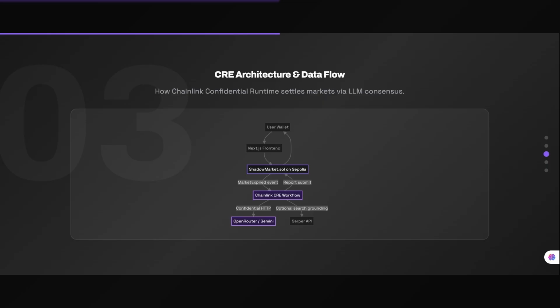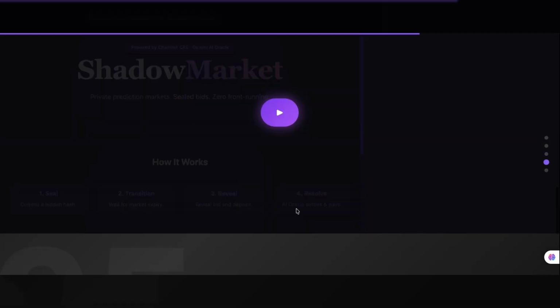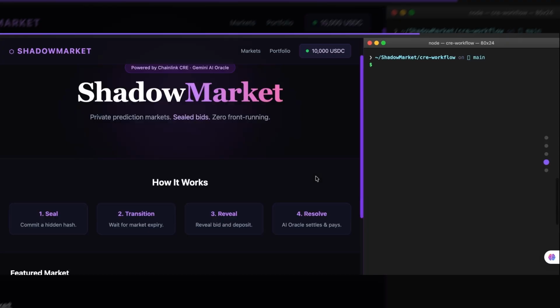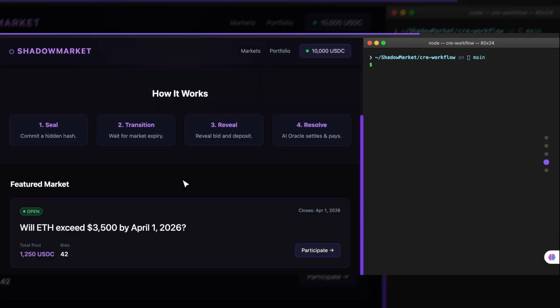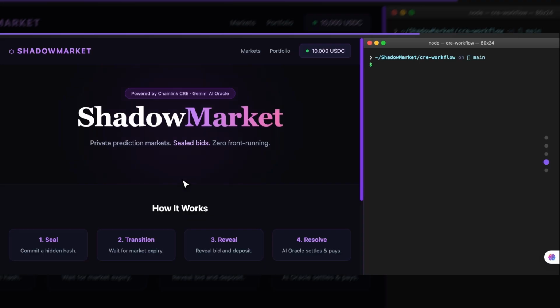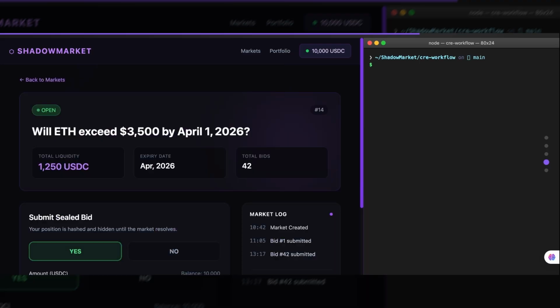Let's see it in action. In this interface, we're browsing the active markets. We'll look at a featured prediction on whether Ethereum will exceed $3,500 by March 2026. Notice the terminal on the right. Another entity is submitting a bid via the command line interface. The moment their transaction clears, we see the live bid count on our UI increase. The system is reactive, but their side and amount remain entirely hidden.